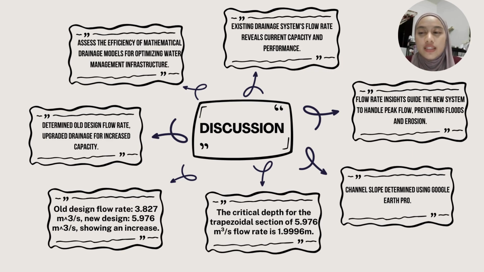Next, the slope of the channel was determined based on Google Earth Pro. The flow rate for the old design is small, which is 3.827 meter cube per second, compared to the new design, which is 5.976 meter cube per second, larger than the old design. And the critical depth for the trapezoidal section calculated for the 5.976 meter cube per second flow rate is 1.9996 meter.